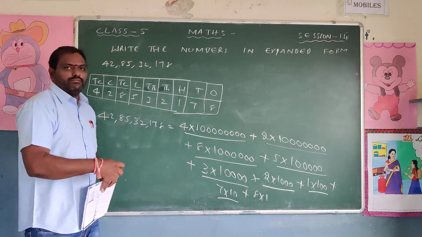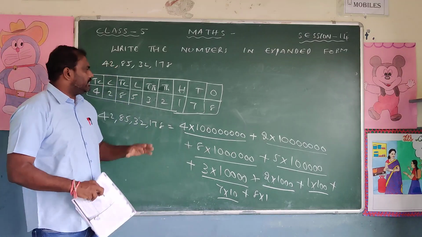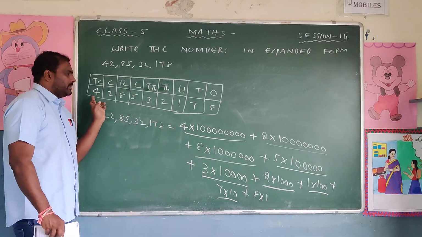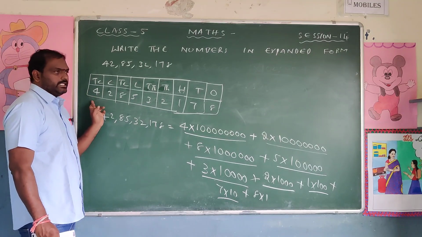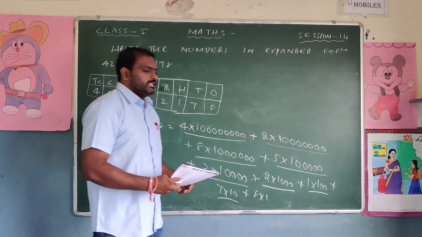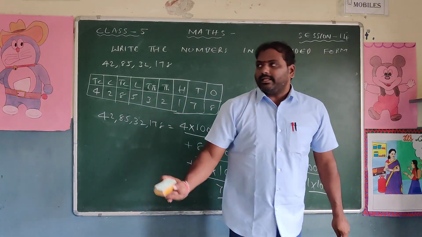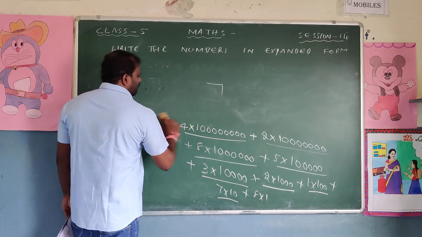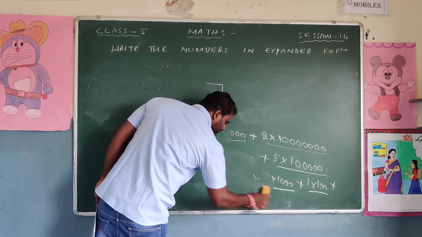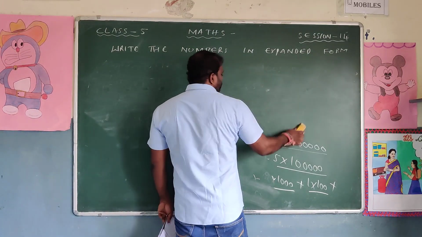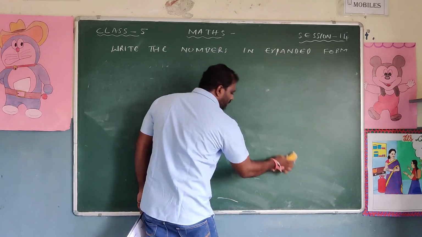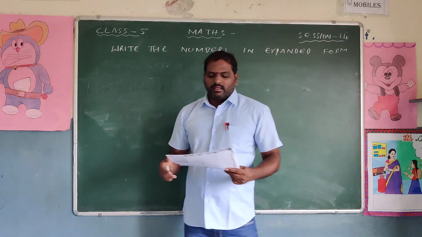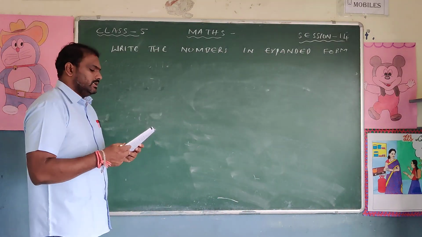So this is the framework to write. How to write? Once again I repeat. Boxes, and you multiply the digit with its place value. So what is the digit there? 4. And what is its place value? 10 crores. So you have to write 10 crores. Got it? Whenever you are writing the zeros, be careful, because if you write wrong, it will be totally wrong. Okay? Now can I go for the second question?